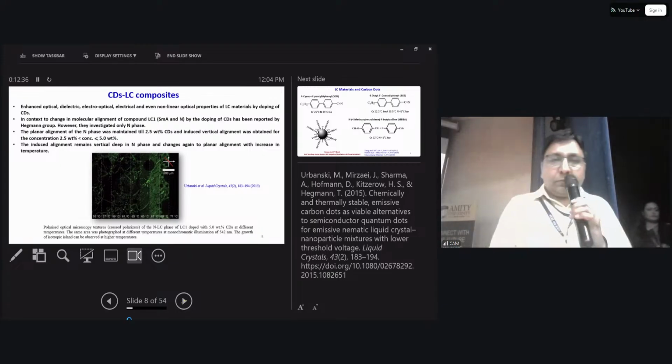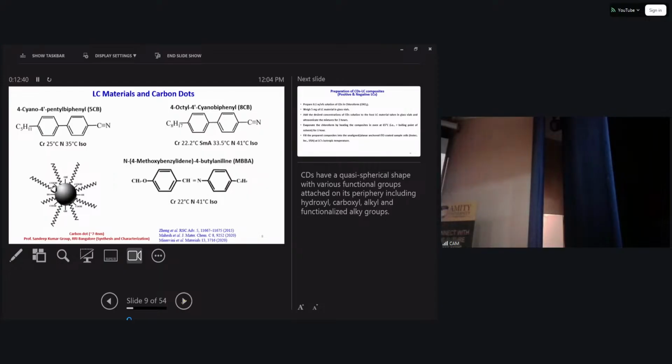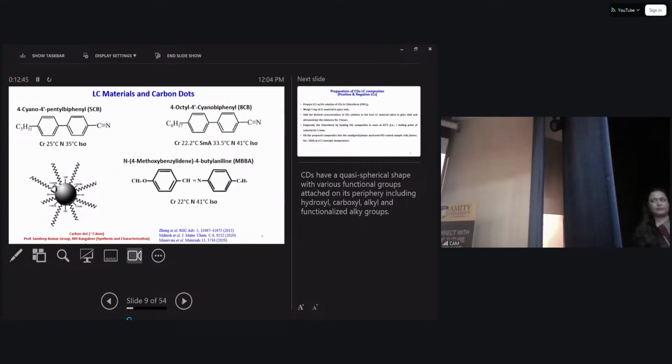So now, this is a slide where I want to tell you what materials we used in terms of liquid crystal materials and what the carbon dots are. You can see here on the top left side, there is one compound known as 4-cyano-4'-pentylbiphenyl.